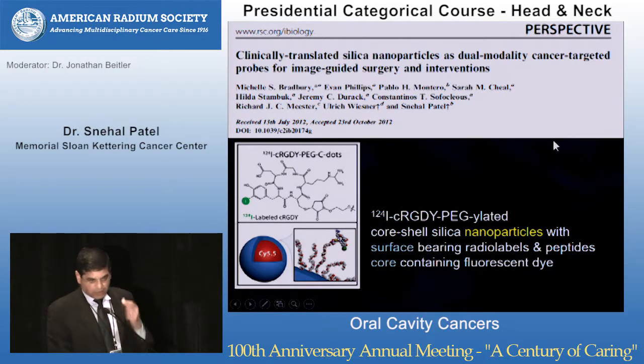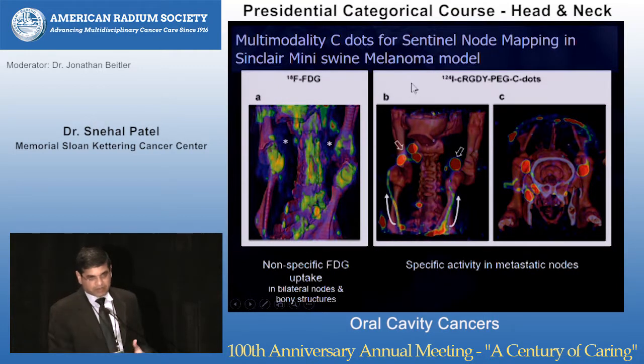What we're doing here at Memorial is using nanoparticles. Admittedly, this is for melanoma, but it's the same principle that can be translated to oral cancer. These are hollow silica shells, about 6 to 10 nanometers in diameter. They encapsulate a fluorescent dye, and on the surface, you can put on radioactivity and peptides that are selective for the tumor model that you're trying to study. This is a mini swine model of melanoma. This is a regular FDG PET scan, and you see a lot of nonspecific activity in reactive lymph nodes.